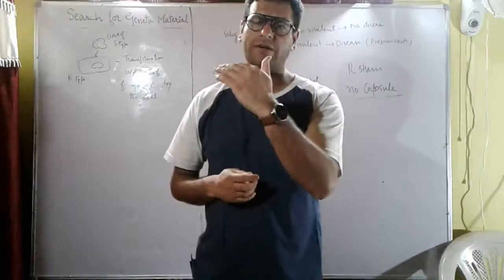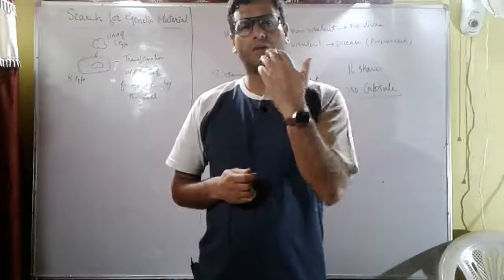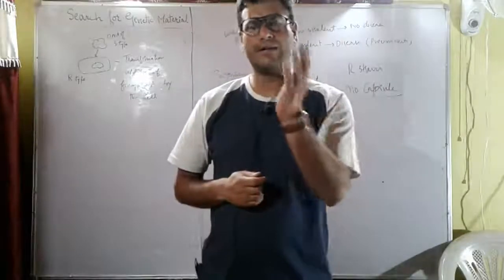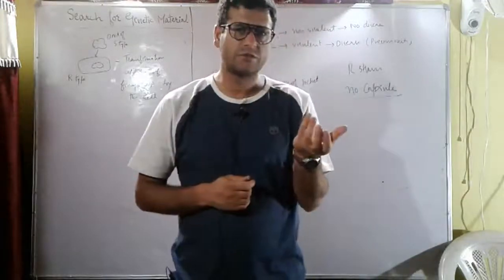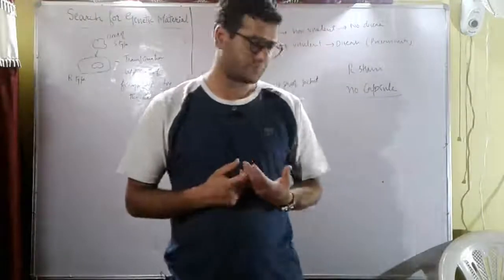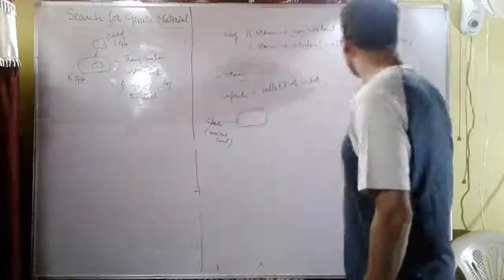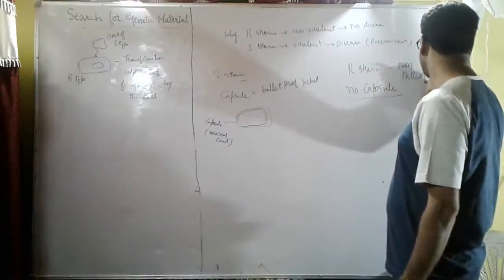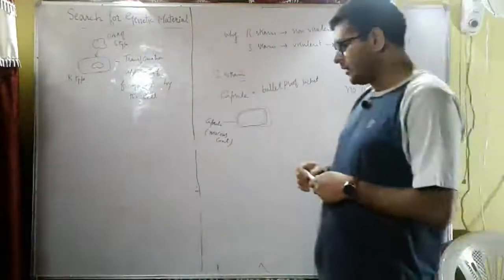Why will it get killed? Because it does not have an extra capsule, an extra mucus coat which would protect this bacterium, and ultimately it will get killed and it will not cause the disease. Obviously it would not cause the disease and the host will survive. So we say that the R strain is non-pathogenic. It does not cause the disease.